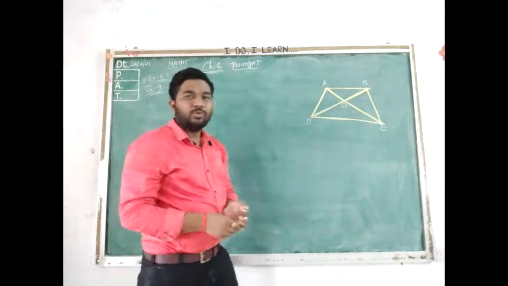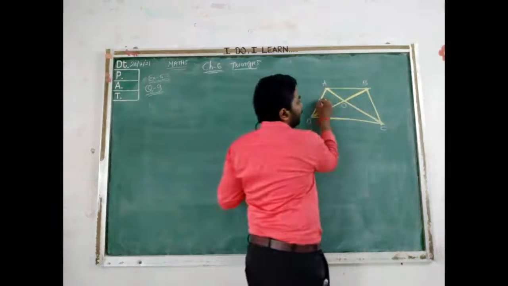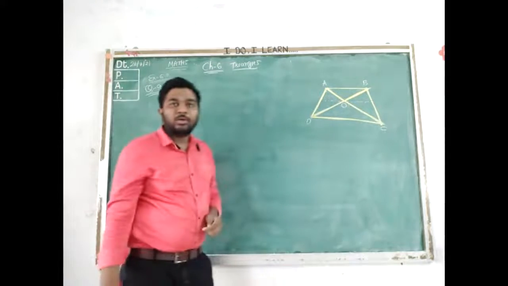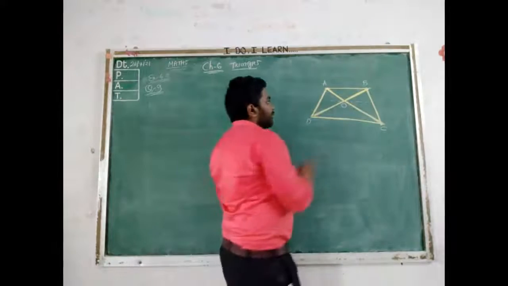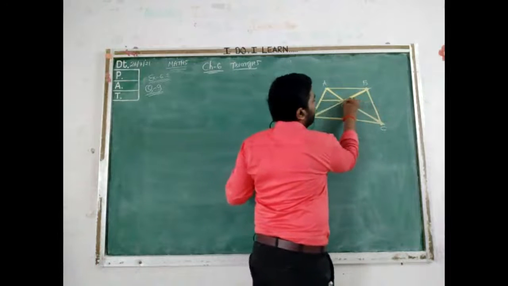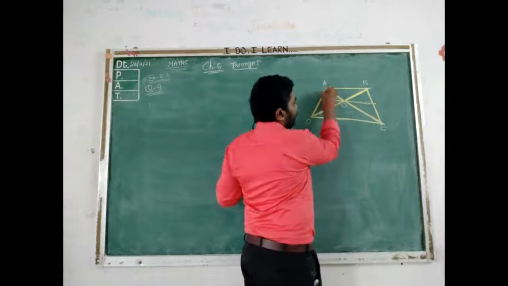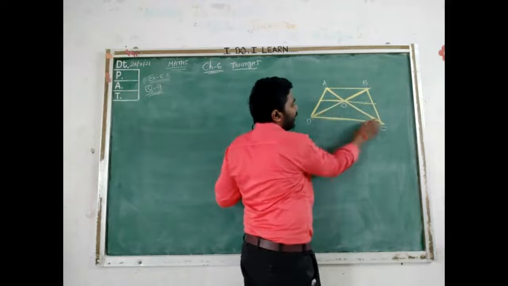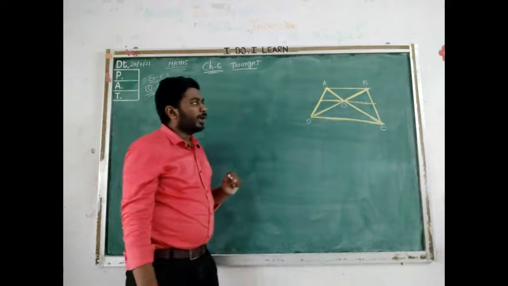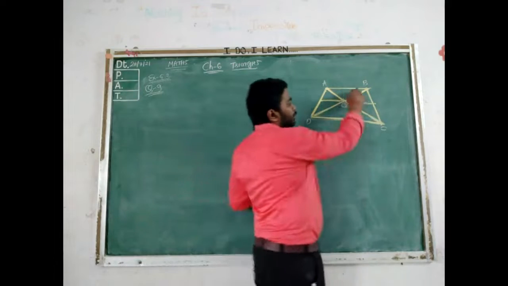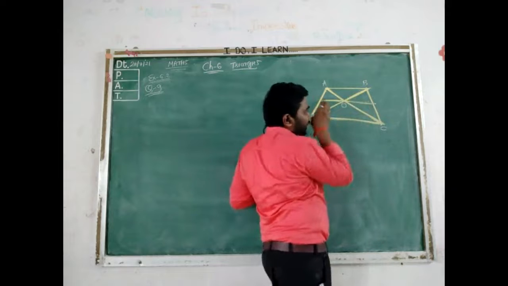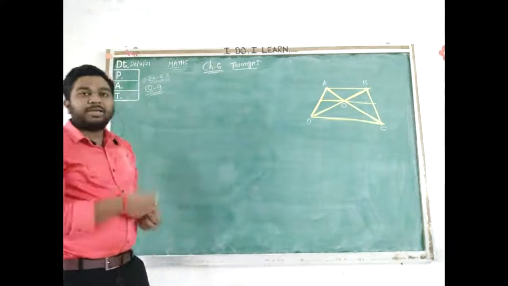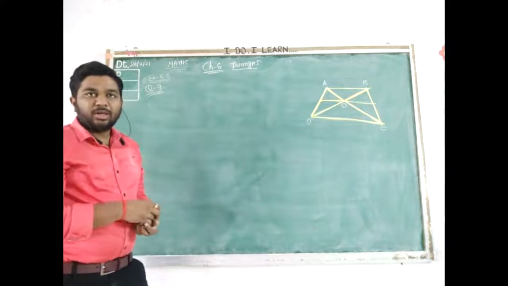For that, what do I have to do? I have to draw a line which is parallel and passes through O. Then, if I talk about this triangle, these two sides are parallel and I can take the ratio. Similarly, for these two sides I can take another ratio. From that, we can prove this.